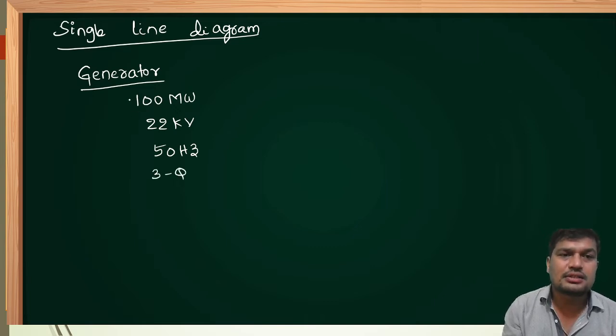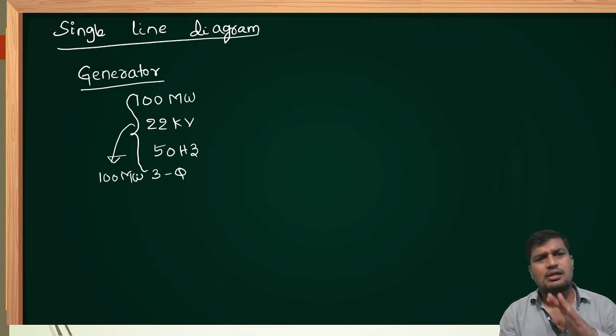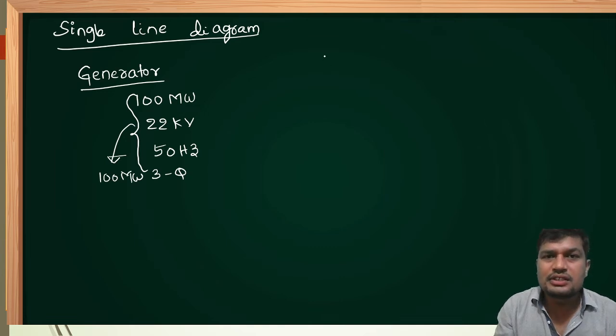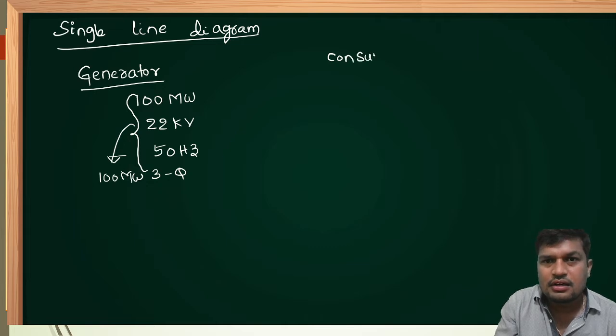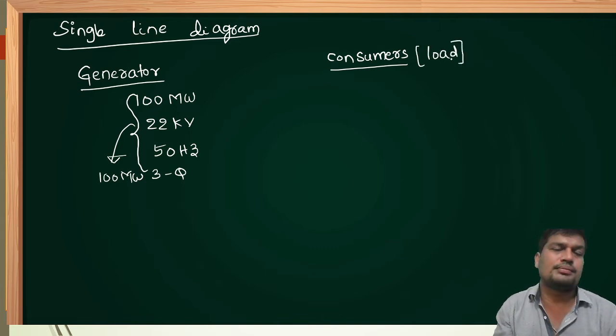What do you mean by this? At any instant of time, the amount of power generated by the generator is 100 megawatts, generating 22 kilovolts and operating at 50 hertz. Once we generate the power, definitely we are going to utilize it. The utilization of power is at consumers, which we can simply call the load.